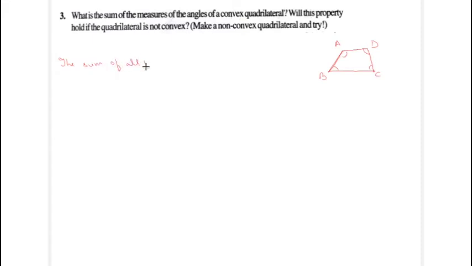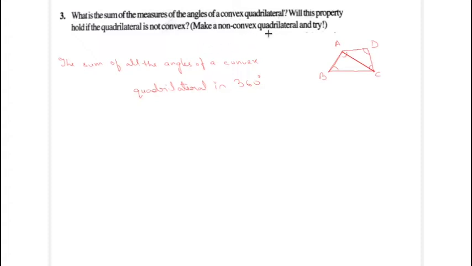Okay. So we will write the sum of all the angles of a convex quadrilateral is 360 degree. Or just you can divide the triangles and if I add these triangles, you will get 360 degree. That means the sum of all the angles is equals to 360 degree.